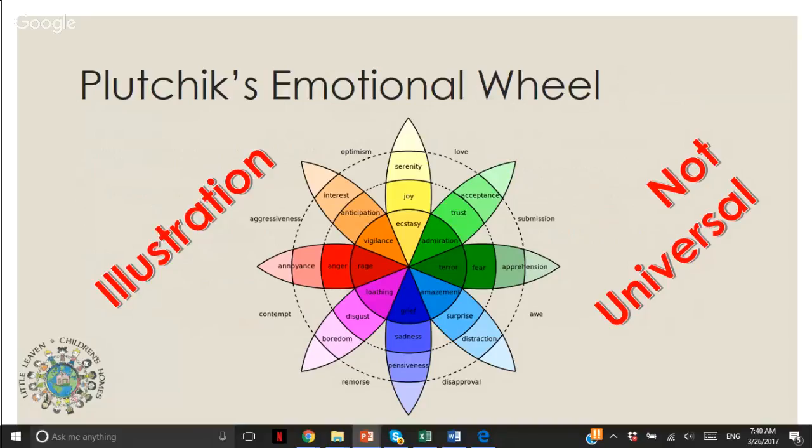Oh, and it says not universal. You're going to find variation based on cultures, I think, with these.